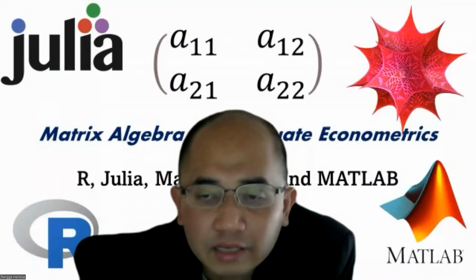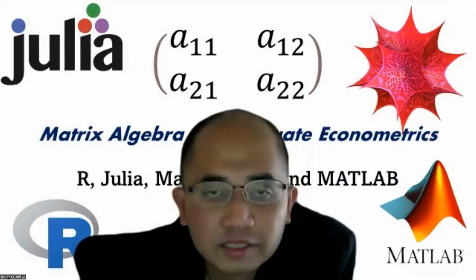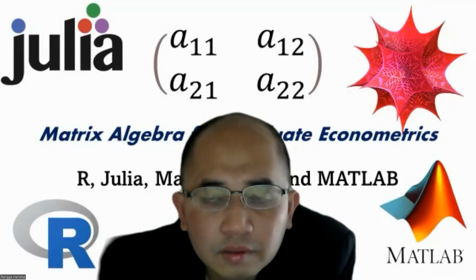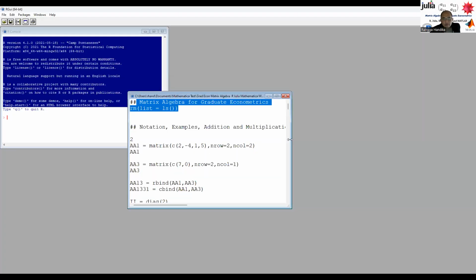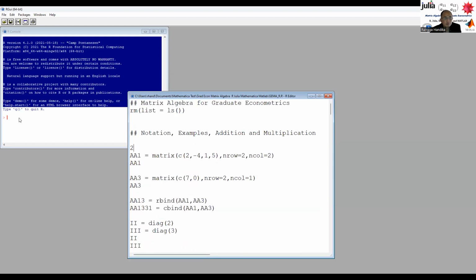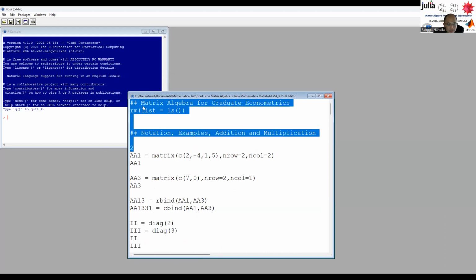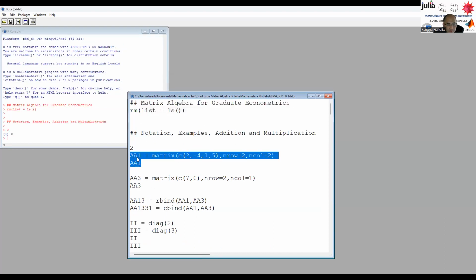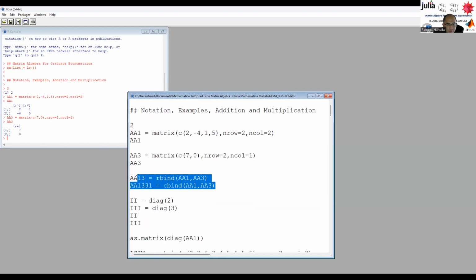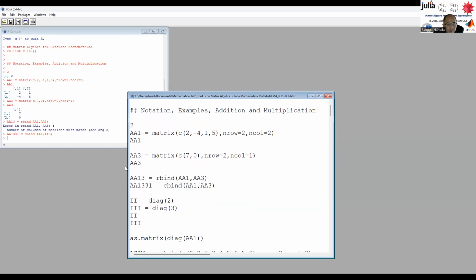Okay, so I move to the R code here. The first section is discussed. So let's remove all here. Let me make it bigger. Okay, so the output is here. Let's start with the notation. You can make a 1 by 2 matrix. You can make a 1 by 3 matrix. And you can combine them, row bind, combine here with it.